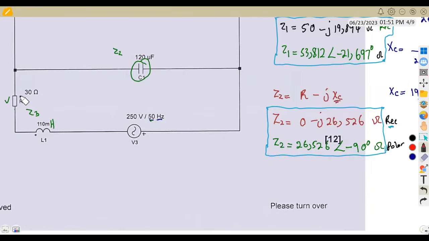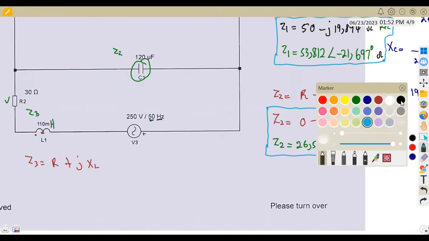Z3 is a combination of R2 and an inductor this time. So meaning to say our Z3 is going to be the resistance plus jXL. There's an inductor this time, so it will be plus jXL; for a capacitor it would be minus jXC. So we need to calculate XL because we've got the resistor.